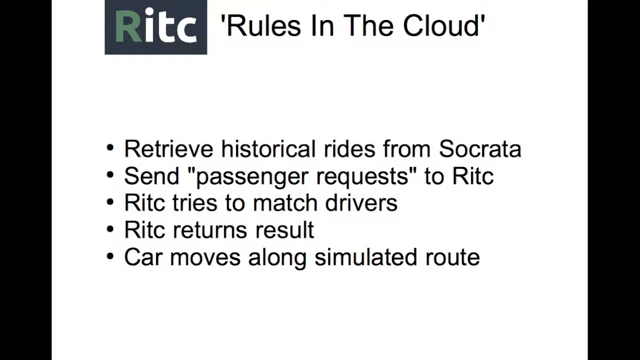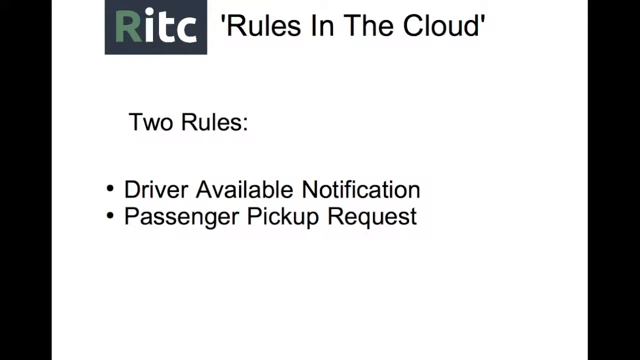Ritc returns the result back to the caller, in this case this simulation page, and when there is a match, the passenger icon is removed and replaced with a blue car, which starts moving along its trip route, finally dropping off its passenger. There are 2 rules.